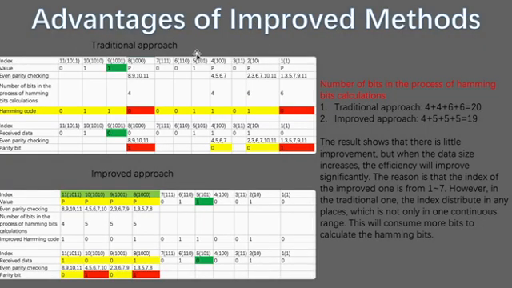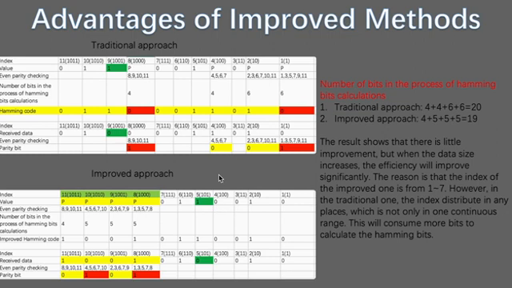Now let's discuss the advantages of the improved version. Mainly, let's compare the number of bits in the process of Hamming bits calculation. For the traditional version, we have 4 plus 4 plus 6 plus 6, which is 20. For the improved version, it's 4 plus 5 plus 5 plus 5. It's 19. Even so, it seems that there is no significant improvement because we only reduce 1 bit here.